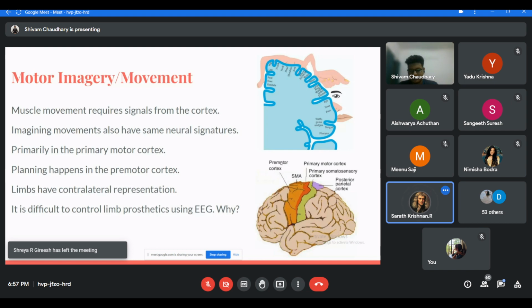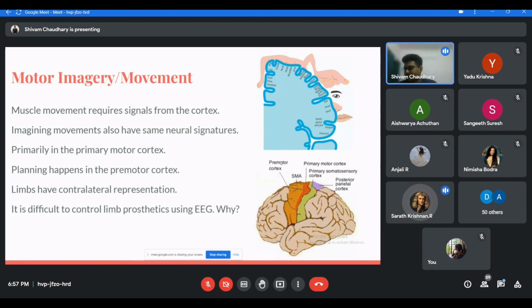So if there are two. Your voice is breaking. I can't understand what you're saying. Maybe you can type in the chat box.